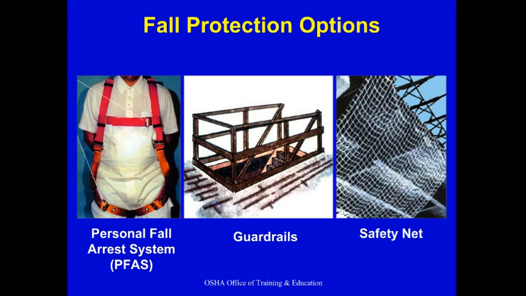So here's 3 of your options. You've got a personal fall arrest system. That's this one over here all the way to the left. And it looks kind of like what a bungee jumper would wear. If a bungee jumper was going on a jump, they would put on something very similar to this, a full body harness. And there are components of the personal fall arrest system that we'll get into later. But that's one option for protecting yourself from falls.